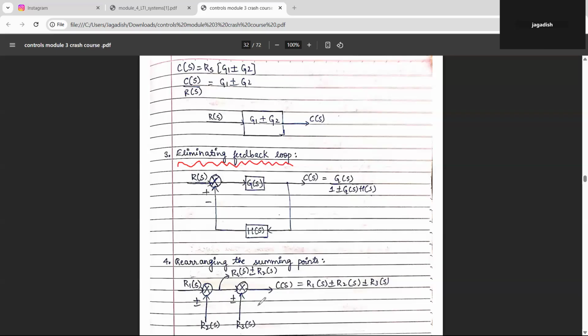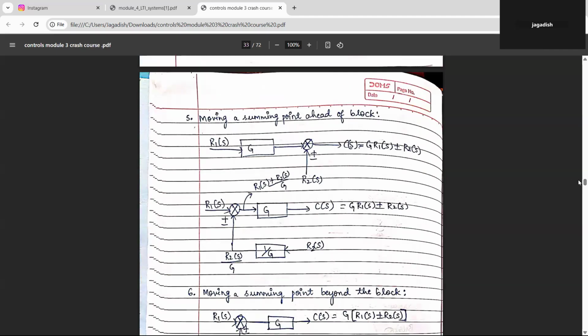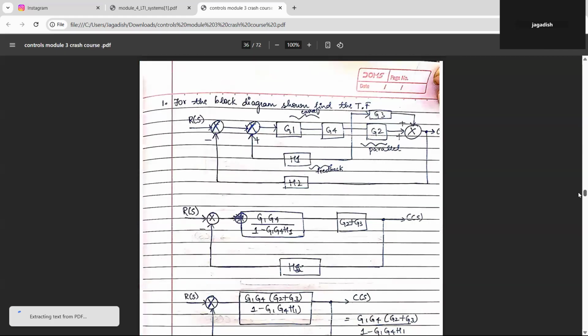Next, rearranging the summing points. Whenever there are more than 2 or 3 summing points, this is the formula for eliminating the feedback loop. Whenever you eliminate a feedback loop, depending on the condition, I have to use the formula. I will teach that when I go to the problems. Next, rearranging the summing points. This is the formula you have to learn. Next one, moving a summing point. These rules I have told everyone to write and come for the class. I will not waste time on this. I will move directly to the problem.